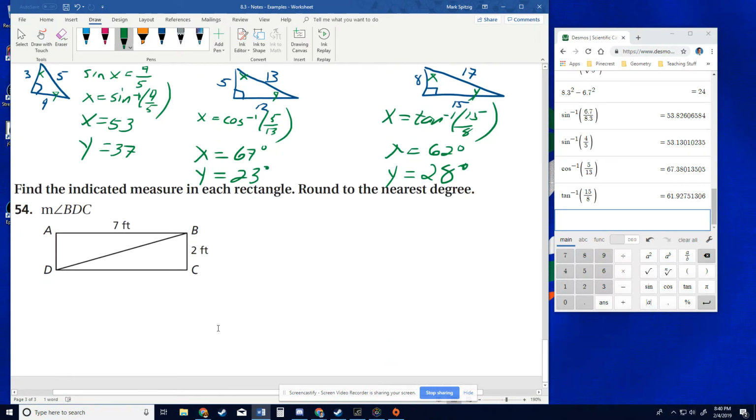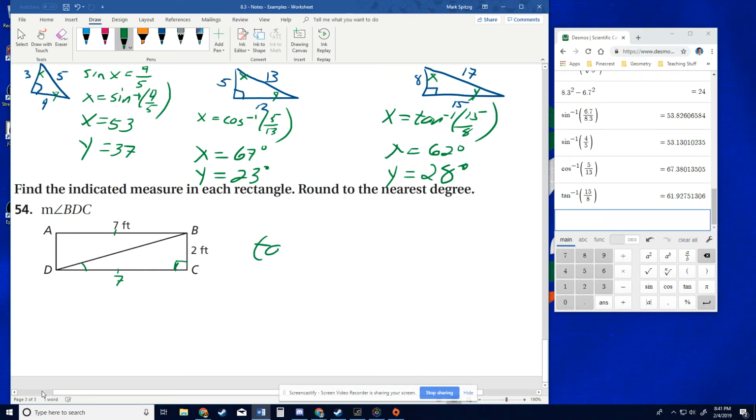All right. And it says find each indicated measure. So there's only the one, but that's BDC. So BDC is this. It does say it's a rectangle, which means if this is 7, and then this is 7 over here. So we actually do, and we know that's a rectangle, that's a right angle. It's basically just putting one thing in the context. We're saying, all right, we need this angle. So from this angle, we have opposite and adjacent.